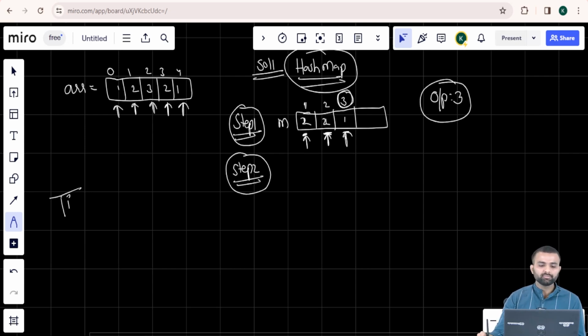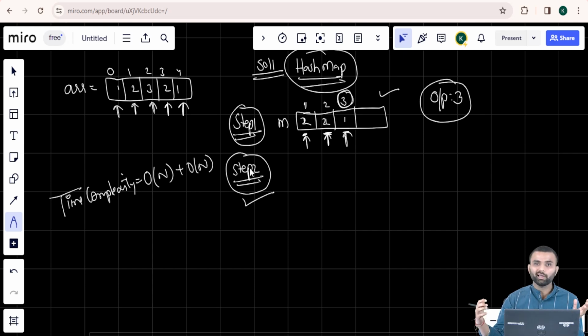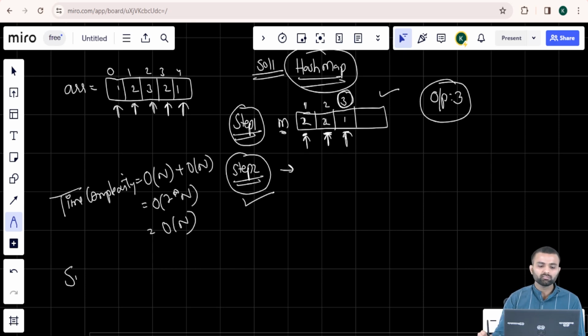If you talk about this solution's time complexity, first of all we have to traverse the array, and then again we have to traverse the map. So in the worst case our complexity is O(n) plus O(n), for example if all the elements are distinct. In step 2 we have to traverse the map n times, so its complexity is O(2n). We can say that it's O(n). What's the space complexity here? As we are using a hash map, its complexity is O(n), right? Okay, hope you understand this question.